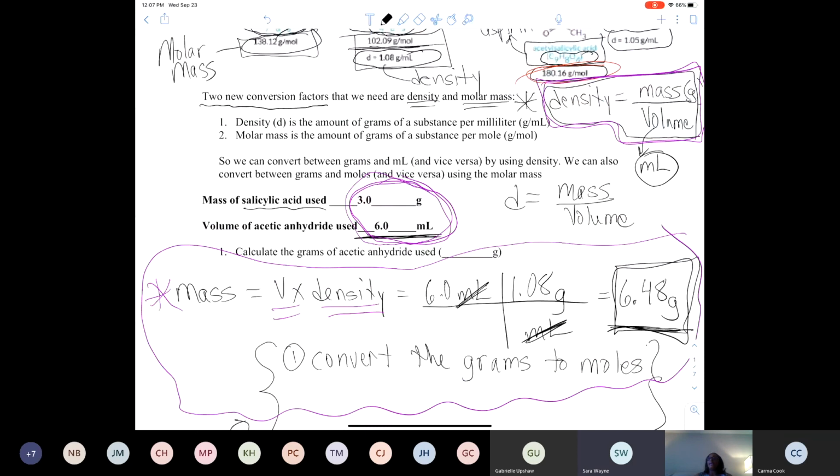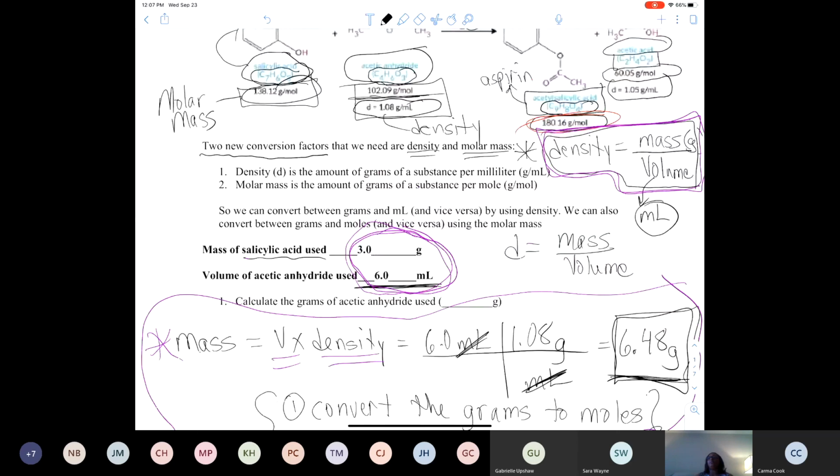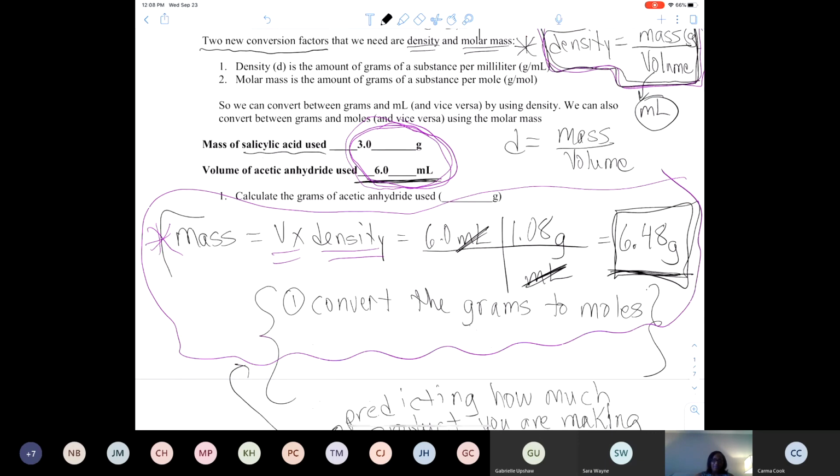I may ask you a question. I may say, the density of a liquid is 1.11 grams per milliliter. I have 5 milliliters of it. What is the mass of this liquid? That requires you using the density formula, and rearranging that, mass would be the volume times the density. So you'll see a question like that on the test.